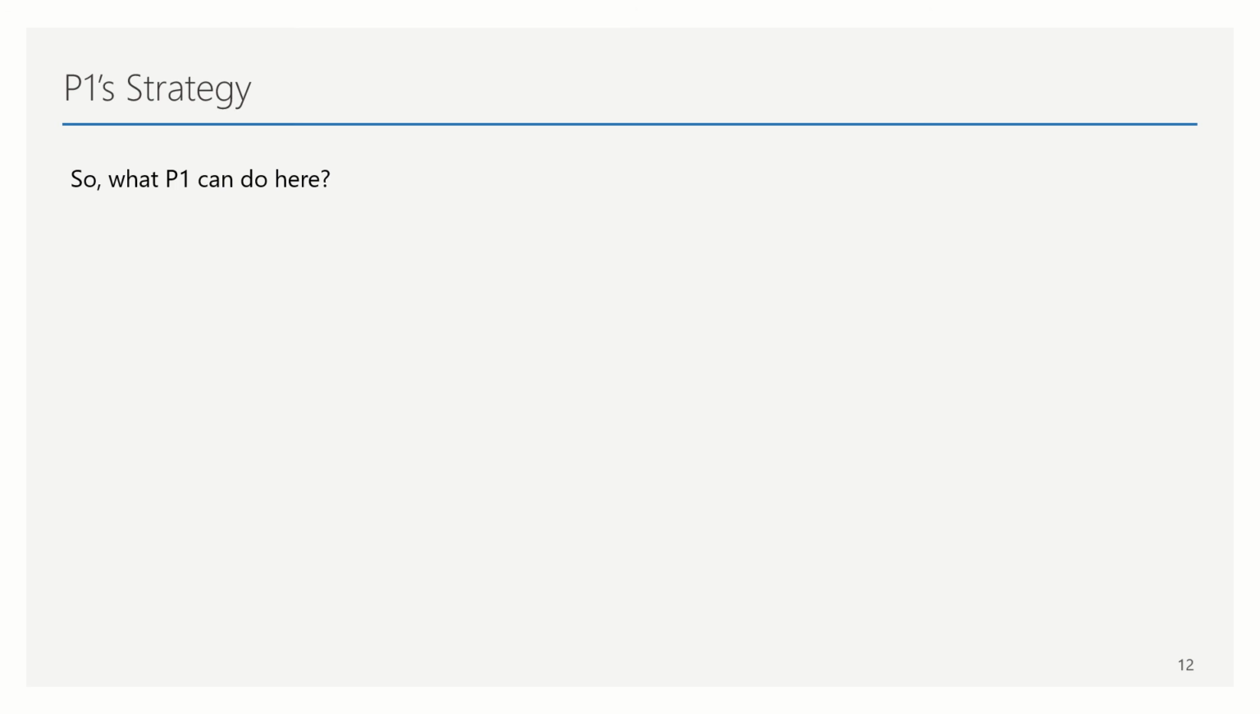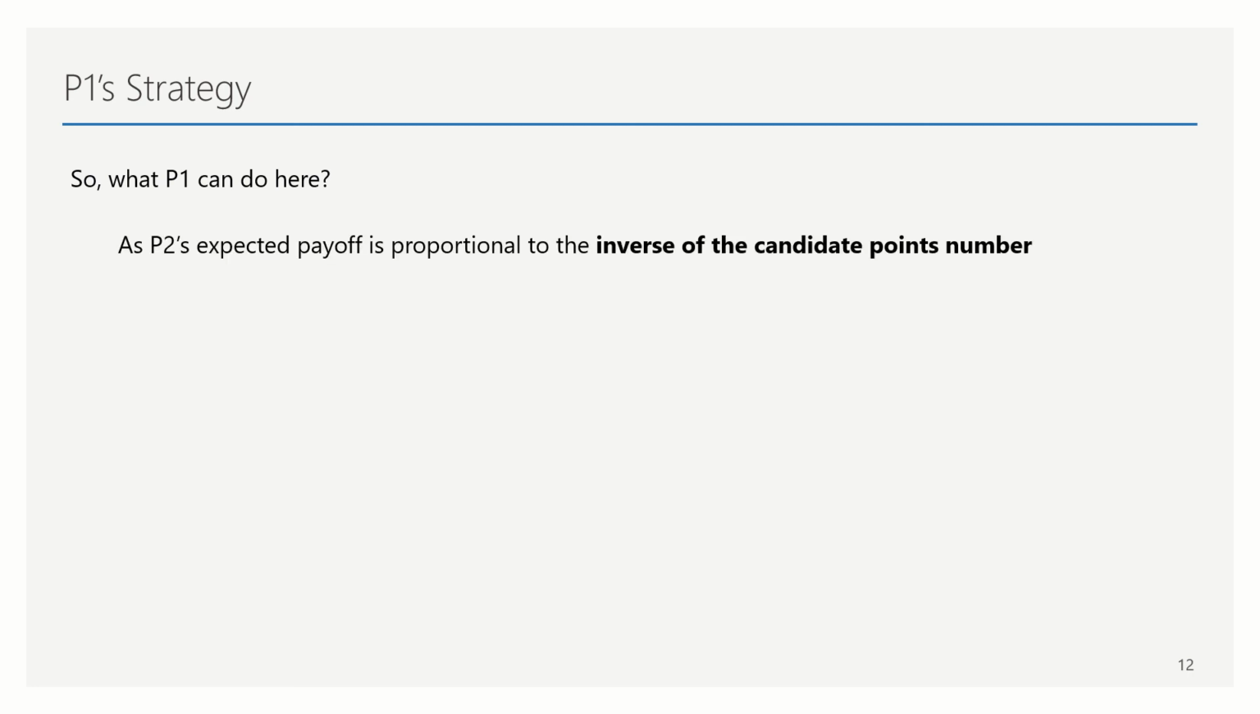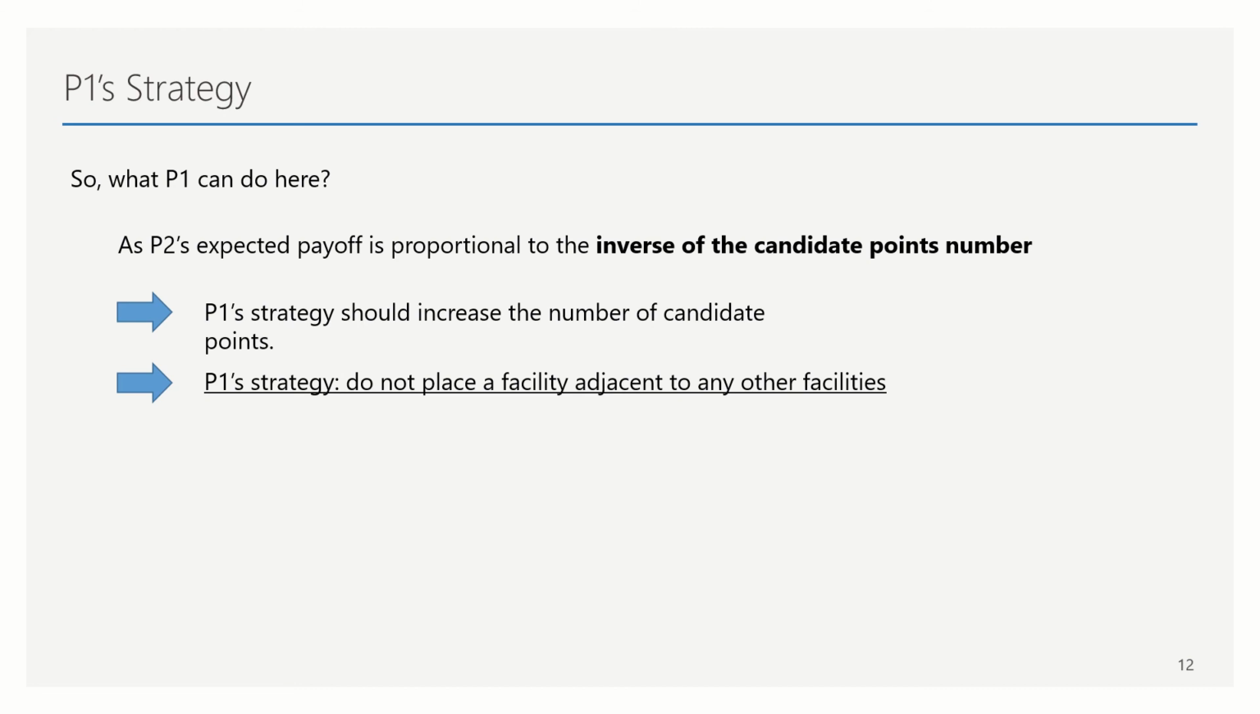We just talked about P2's strategy. Now we can ask what P1 can do here. If you remember, we explained that P1's objective is minimizing P2's expected payoff, right? On the other hand, we found that P2's expected payoff is proportional to the inverse of the number of candidate points. So P1 should increase this number, and his strategy is to not place a facility adjacent to any other facilities.